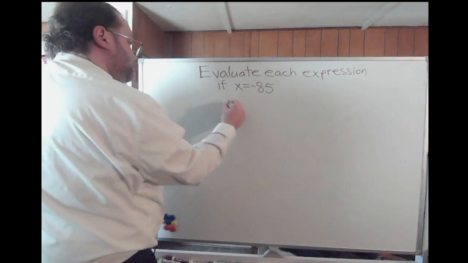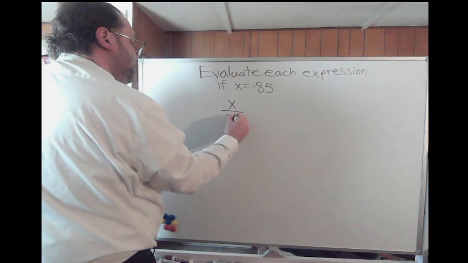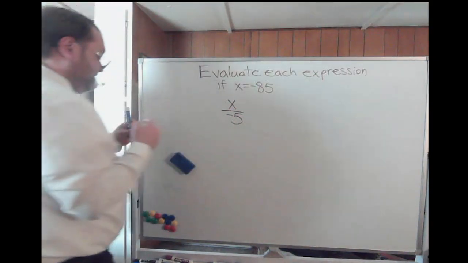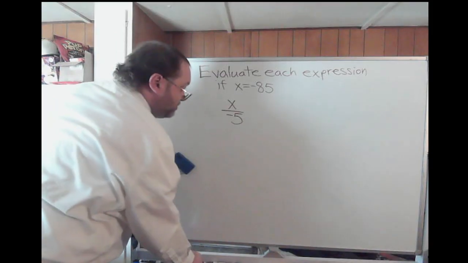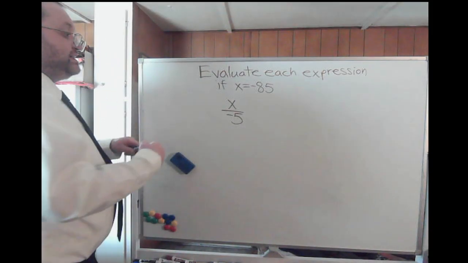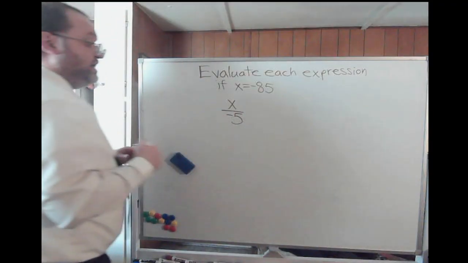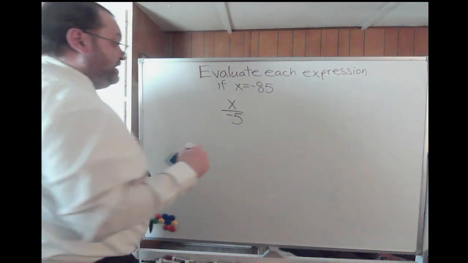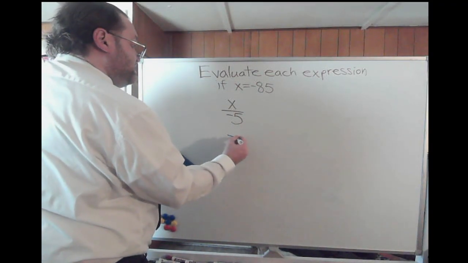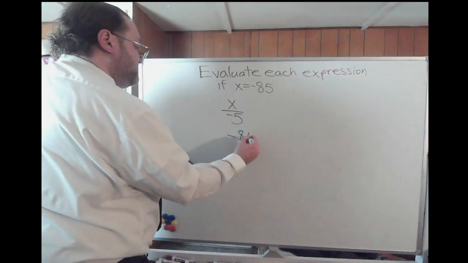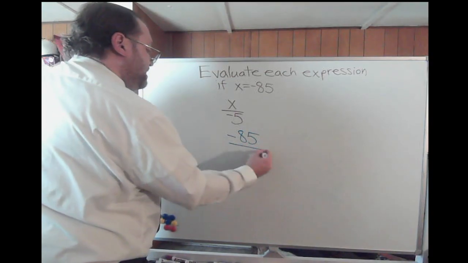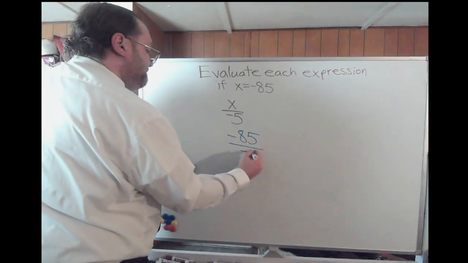The expression is x divided by negative 5. What does that equal? They tell you that x equals negative 85, so all you've got to do is substitute that in. You would get negative 85, substituted in for x, divided by negative 5.